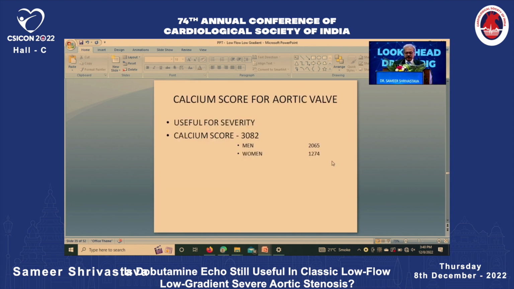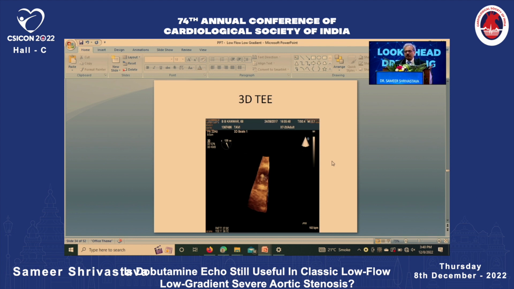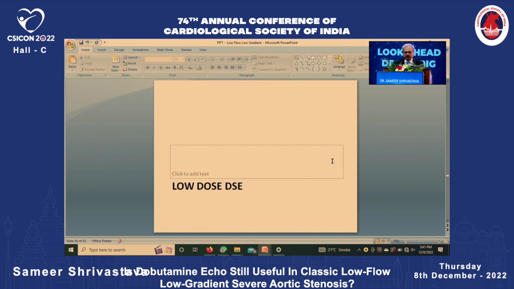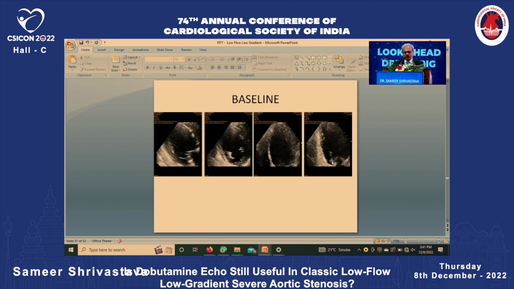And ultimately what we did, 3D. Unfortunately, what happens is, if you don't have a good 2D, you'll not have a good 3D too. So rubbish in, rubbish out. 3D, since we didn't have a 2D image, our 3D images were also rubbish. We did a calcium scoring. And in this calcium scoring, to our surprise, his calcium score for aortic valve was 3082. Now, the cutoff for calcium scoring for men is about 2000 plus, and for women it is 1200 plus. Clearly, this patient was falling into the category where we were missing a severe critical aortic stenosis, regardless of what method we took. And now we took the patient for dopamine stress echo.